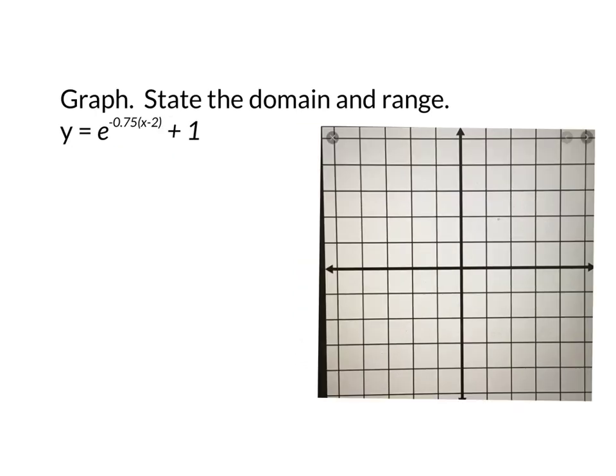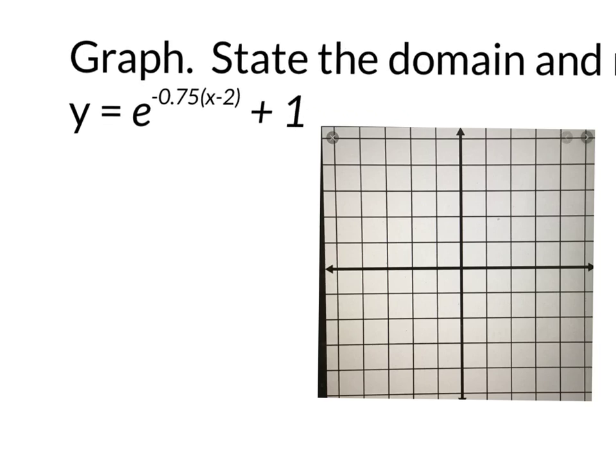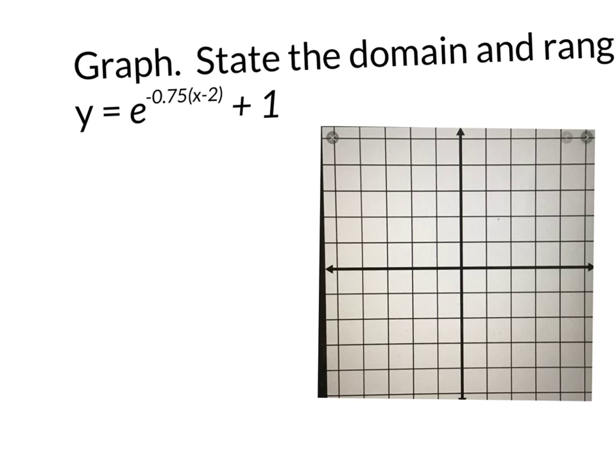All right, let's go one a little more complicated here. First of all, I notice it has a negative exponent. Let me blow it up for you. It's got the negative exponent right there, which means it's going to be exponential decay. I also notice it has a +1 at the end, which means it's been shifted up 1. So I'm going to go ahead and move the asymptote up 1.